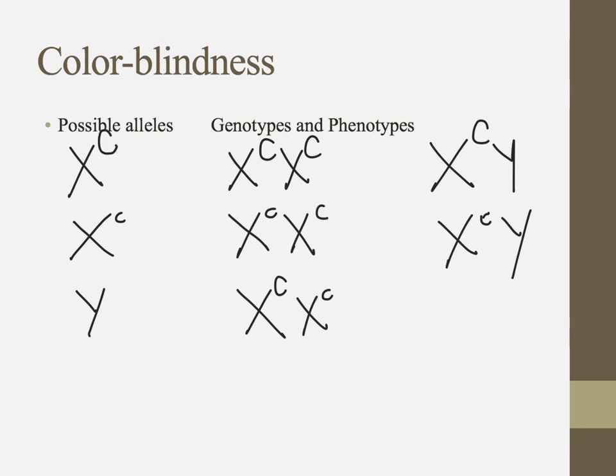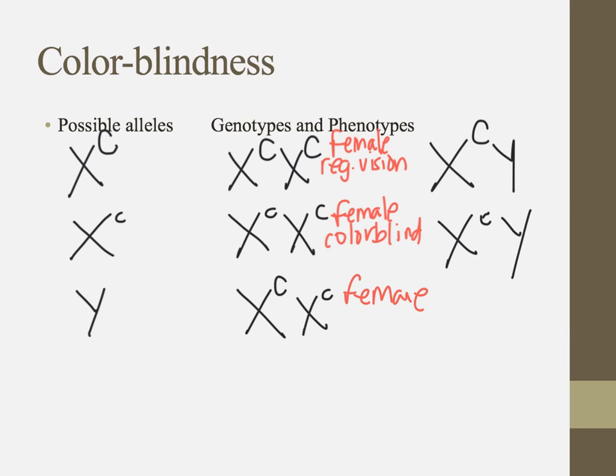All right, so let's talk about these phenotypes then. So this is going to be a female, XX, with regular vision, because regular vision is dominant. This would be a female who is colorblind, two recessive alleles. And here's a female, XX, and she has one dominant and one recessive gene. So since regular vision is dominant, she has regular vision.